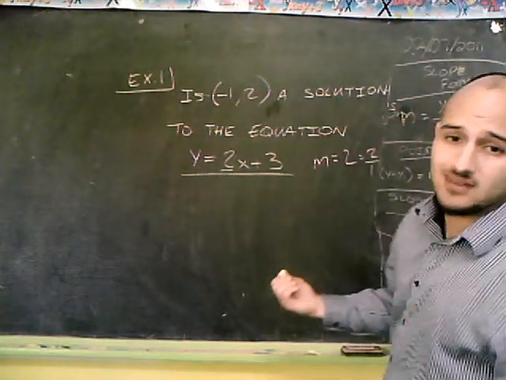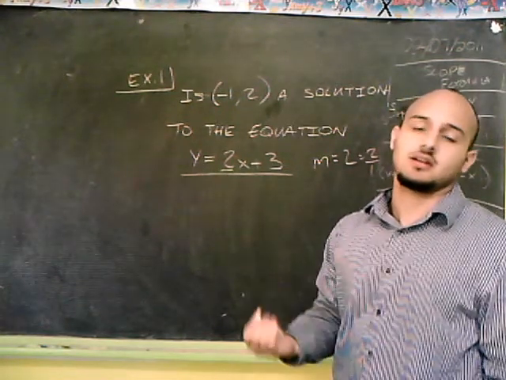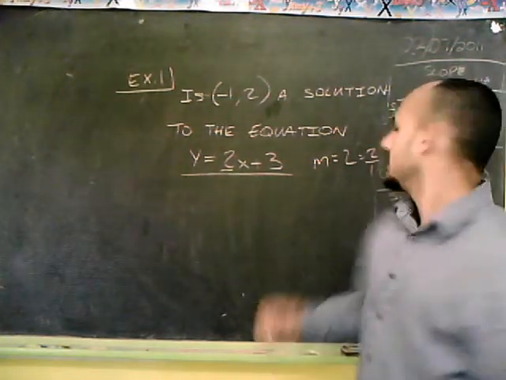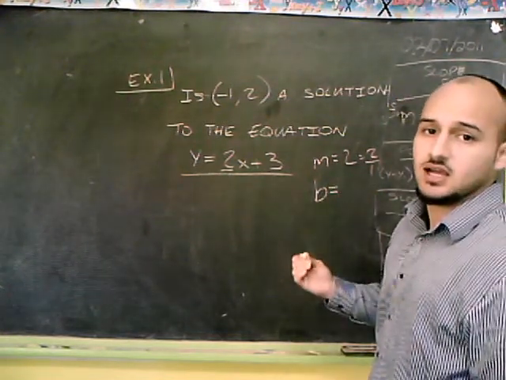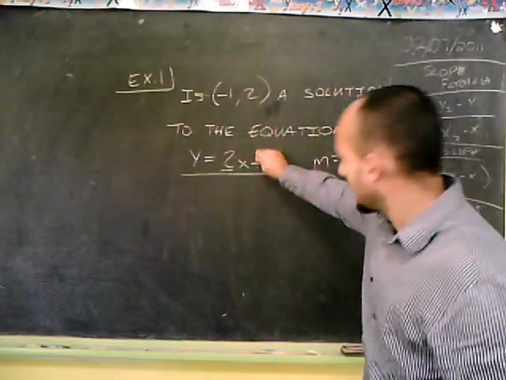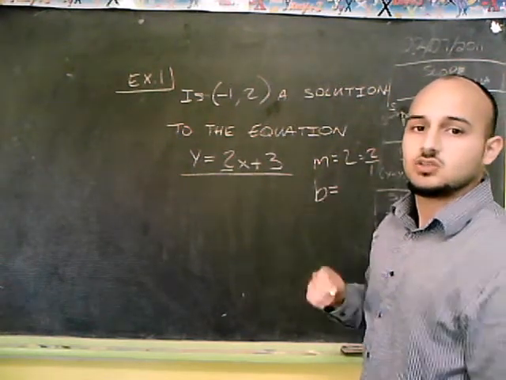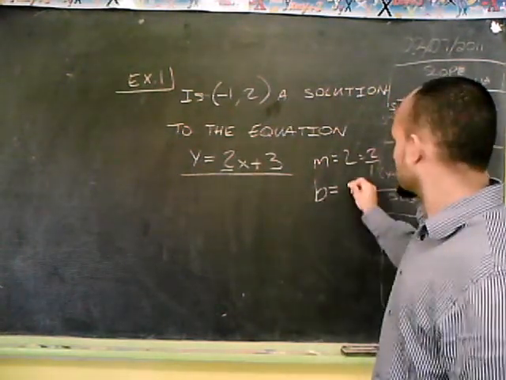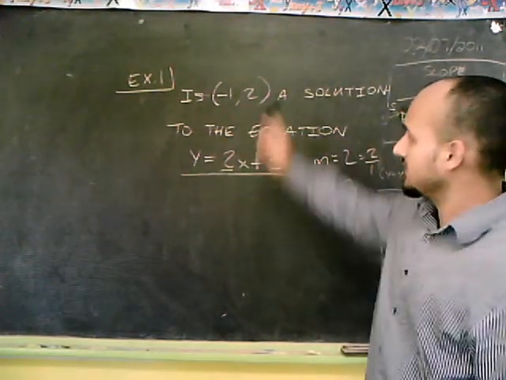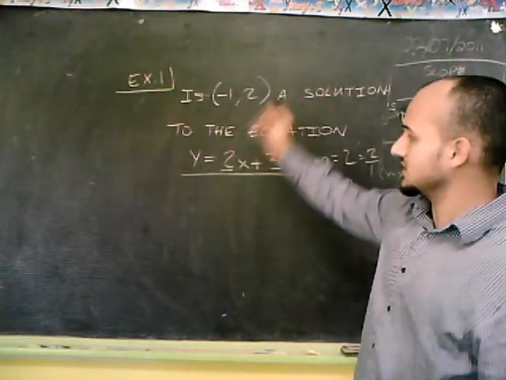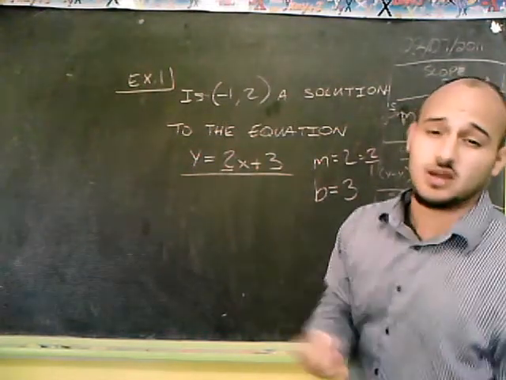And we have our y-intercept, which is indicated by what letter? You should know this. The letter B. B indicates the y-intercept. This is a plus sign, by the way. 2x plus 3, so B equals positive 3. Before we even try to figure out if negative 1 comma 2 is a solution to the equation y equals 2x plus 3, you guys know how to graph it already.